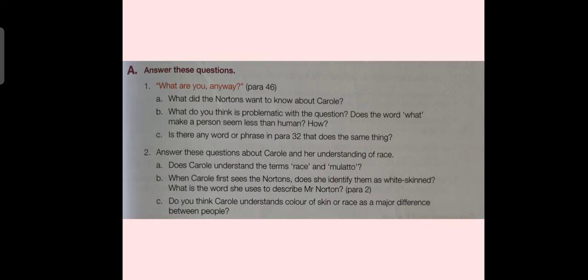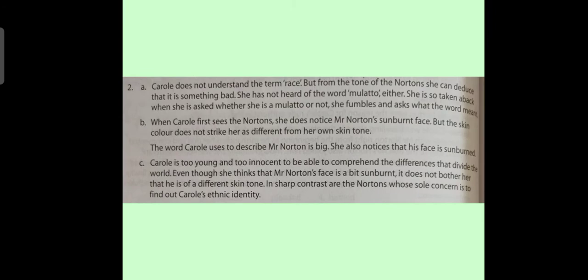Question B. When Carol first sees the Nortons, does she identify them as white-skinned? What is the word she uses to describe Mr. Norton? Answer B. When Carol first sees the Nortons, she does notice Mr. Norton's sunburnt face, but the skin color does not strike her as different from her own skin tone. The word Carol uses to describe Mr. Norton is big. She also notices that his face is sunburned.